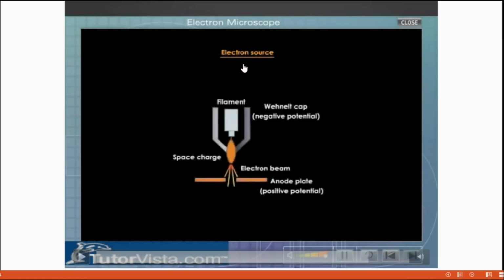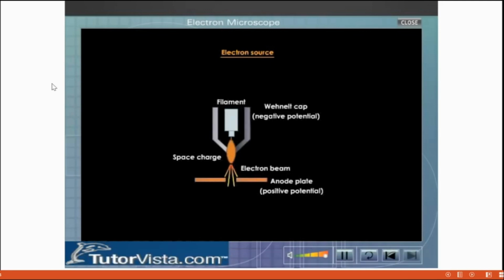Next is regarding the electron source. Here we know the electron source is the tungsten filament, which acts as the cathode. When this cathode is heated, it starts to emit electrons, and the velocity or speed of these electrons gets accelerated as they pass through the anode. That is going to be explained here.